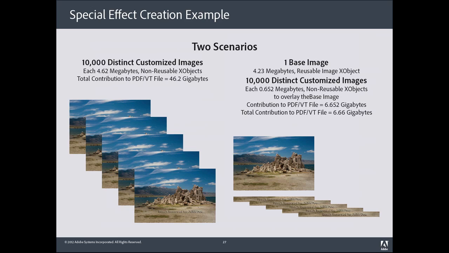Alternatively, I could take the base image, cut out that little customized portion, and I only call those differ, but I'm always calling that base one there. The difference is that the base image is 4.23 megabytes. It's reusable. Every single one of these 10,000 instances, I have 10,000 small little customized things that I just place over the other. No transparency involved. The entire size of this file is 6.66 gigabytes.